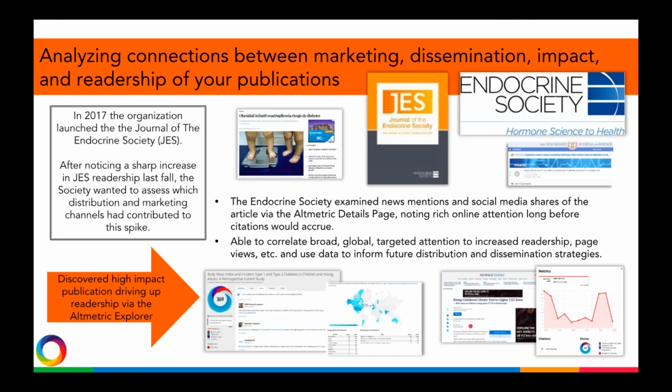In this example, we looked at the Endocrine Society, who had recently launched a new journal, the Journal of the Endocrine Society. They noticed a really sharp increase in the readership, and they wanted to understand why. So they went into the Explorer to look at news mentions and social media shares in particular. They found one article that really stood out that had been driving a lot of their engagement.